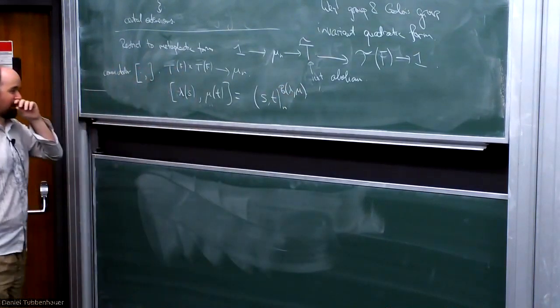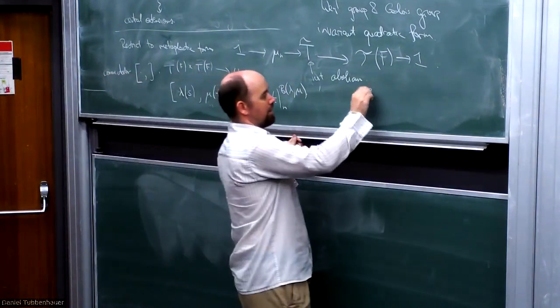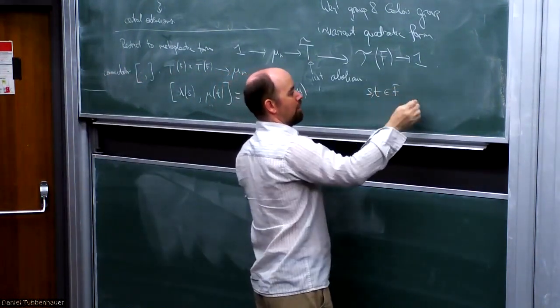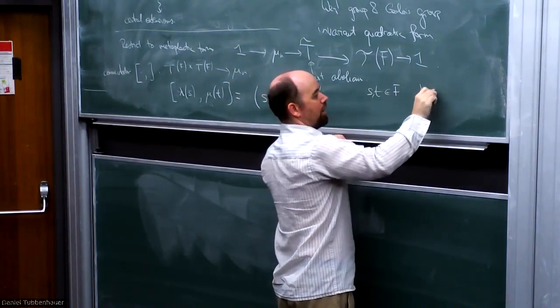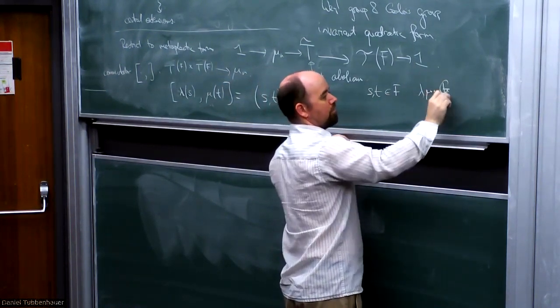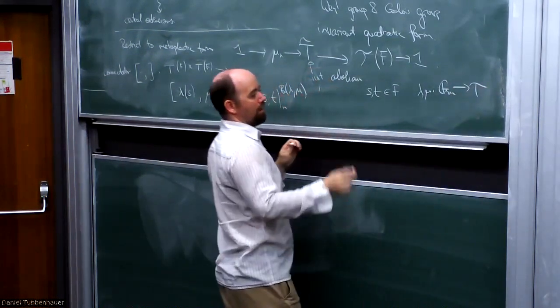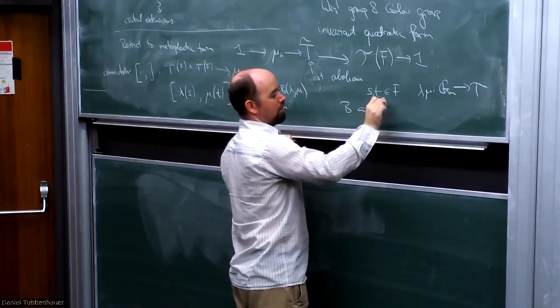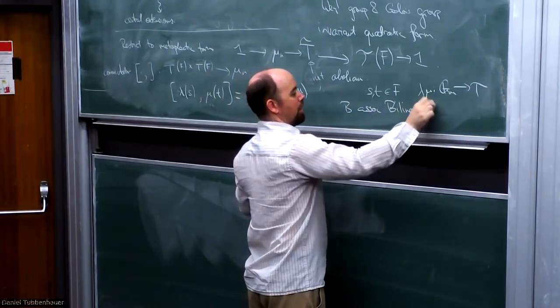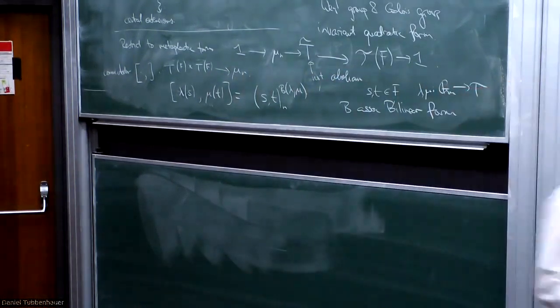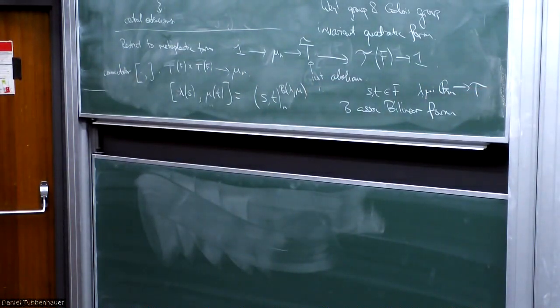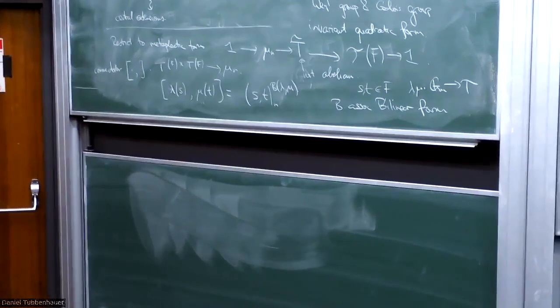So I need to say what everything is. S and C here are in my ground field. Lambda and mu are characters from C, and B is the associated linear form, which controls a reasonable chunk of the representation theory at the start. So that's the sort of group that I'm interested in thinking about today.